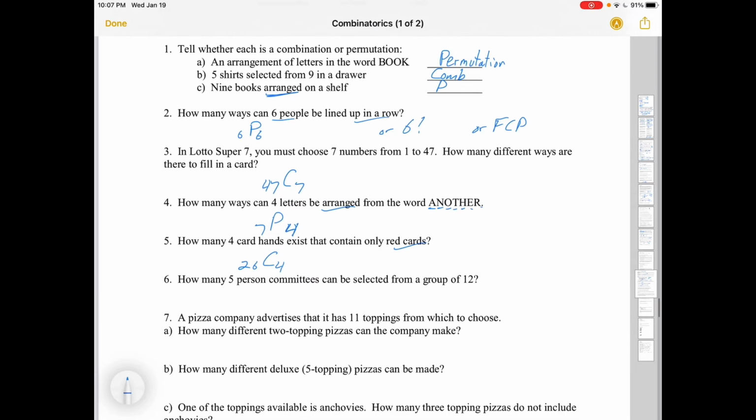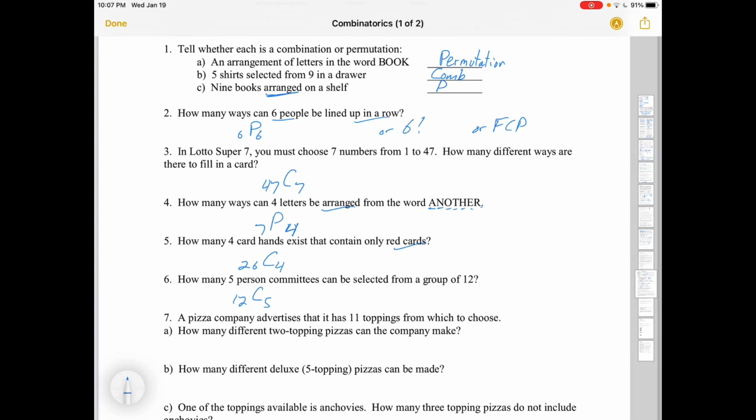How many 5-person committees can be selected from a group of 12? Okay, so a committee is like a team. Unless there are specific jobs for specific people, that means it's a combination. The order that they get selected in doesn't matter. So this would be 12C5.